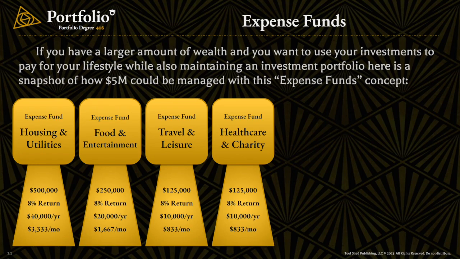Now, assuming an 8% annual return, for housing and utilities, that's $40,000 per year or $3,300 a month. For food and entertainment, that's $20,000 per year or $1,700 a month. And for travel and leisure, it's $10,000 per year or $833 a month. But just a point here, $10,000 a year for a vacation, especially if you're in your retirement and it's just you and your significant other, that's a really nice vacation.